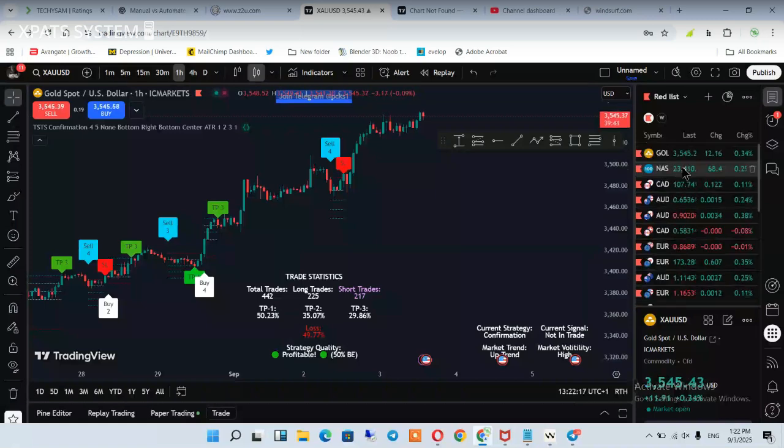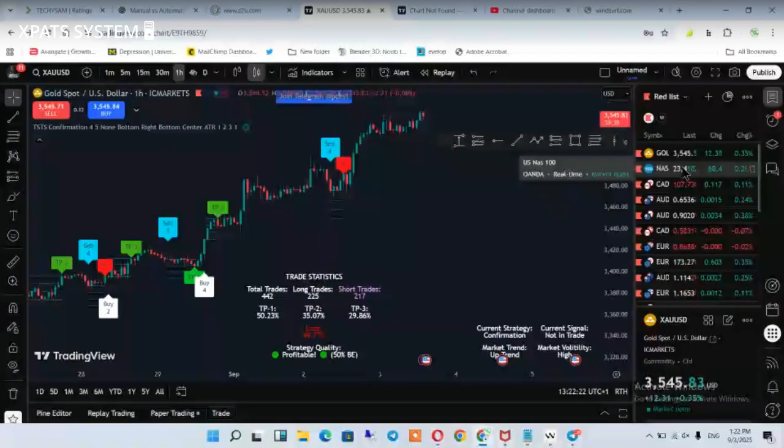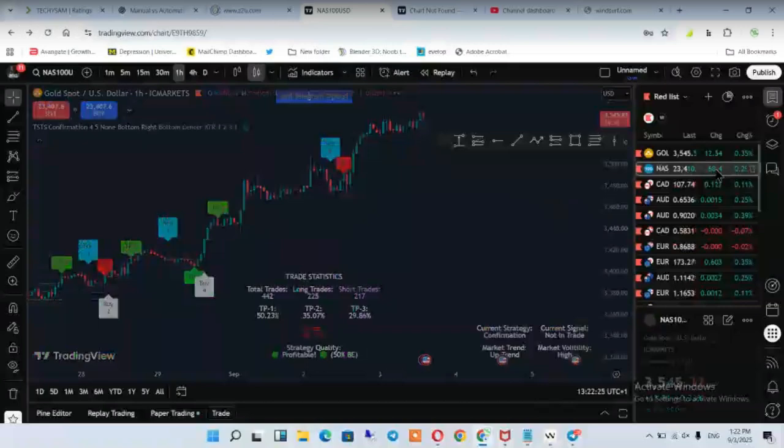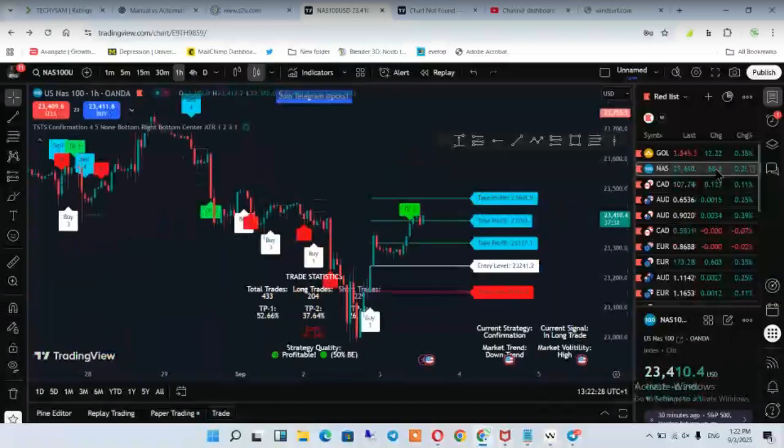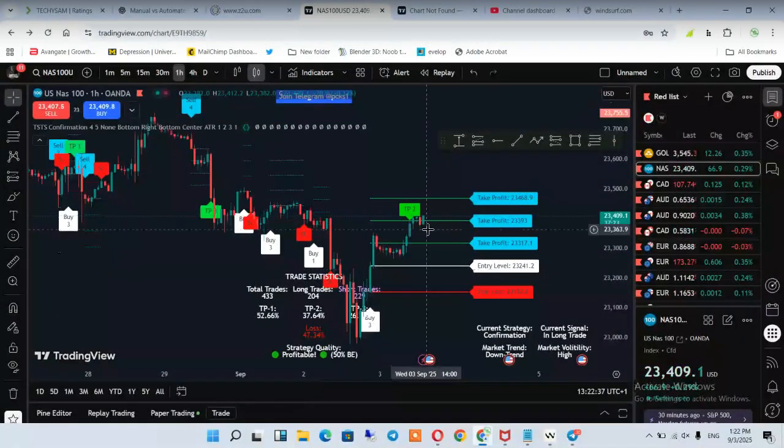So I'm not going to go into the specifics and details of data field and others, but I'm just going to go through the system with you. So let's go to NASDAQ. That's NAS 100. NAS 100 gives us an entry about yesterday evening, because I was not there to take the trade, and we are currently running at TP2.